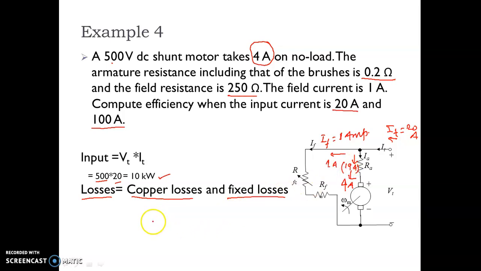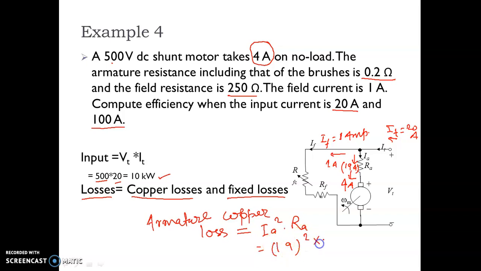So armature copper loss, that is also called variable loss, is given by I square, means armature current square into armature resistance. How much is this? 19 square multiplied by 0.2. So this much loss will occur in the armature winding resistance. In the next slide, its value is given.